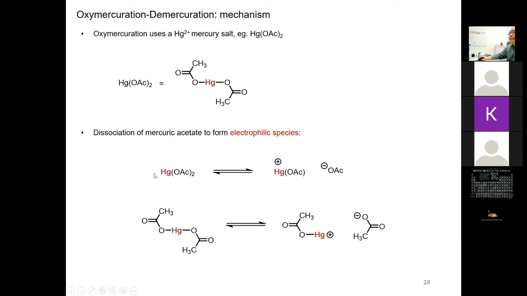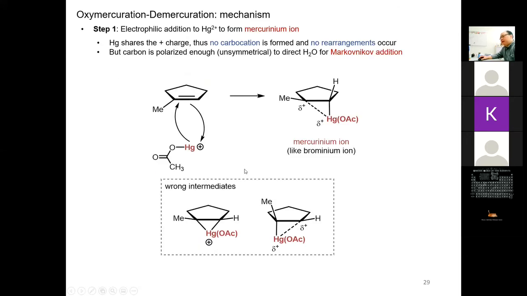All right, so the mercury acetate can dissociate into this, kicking off one of the acetate anions here, and generate a very electrophilic mercury species. So the mercury now has a plus charge and the anion has a minus charge. So this bond breaks to give a very electrophilic positive mercury species. Okay, and then as we know, the alkenes are nucleophiles because they have electron density, right? And this is electrophilic. So these two will react.